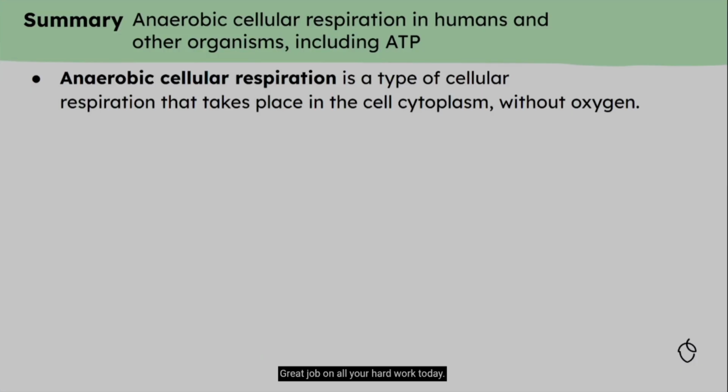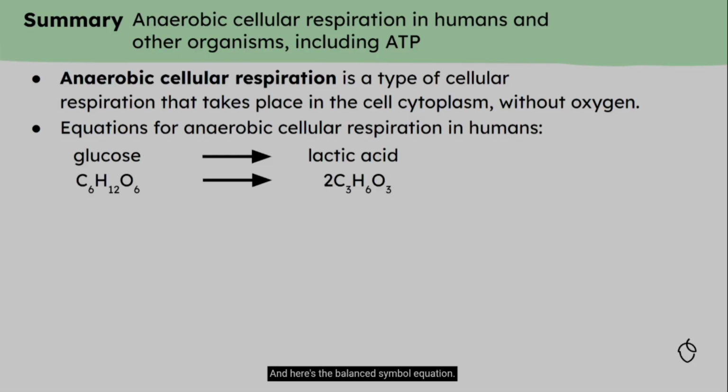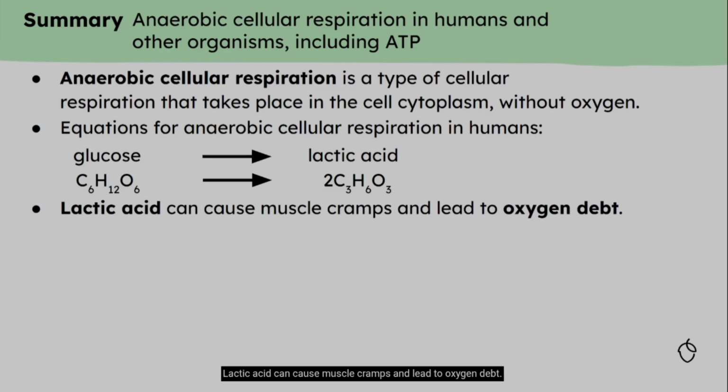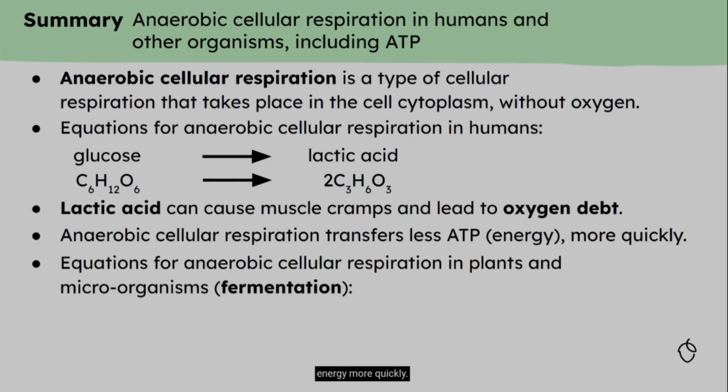Great job on all your hard work today. Let's summarise the lesson to help us remember it. Anaerobic cellular respiration is a type of cellular respiration that takes place in the cell cytoplasm without oxygen. Equations for anaerobic cellular respiration in humans: glucose reacts to make lactic acid. And here's the balanced symbol equation. I'll give you a few seconds to make sure you've copied that down correctly. Lactic acid can cause muscle cramps and lead to oxygen debt. Anaerobic cellular respiration transfers less ATP energy more quickly.